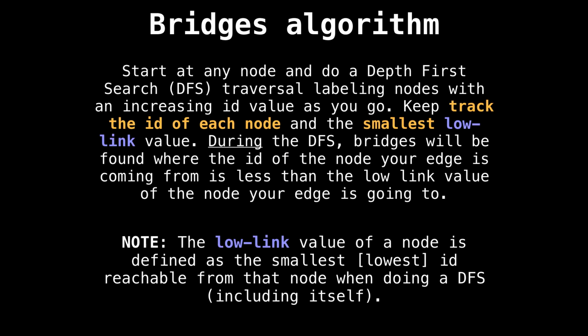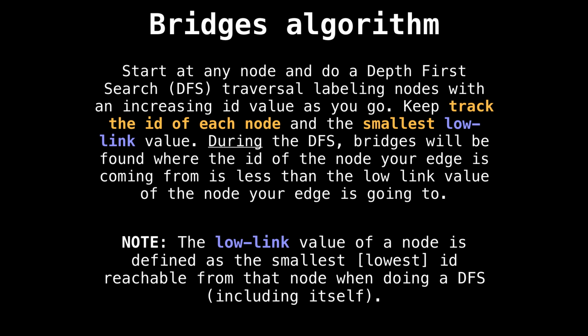In the simplest way I can explain it, this is the algorithm we'll be following to find bridges in an undirected graph. First, start at any node in the graph and begin doing a depth-first-search traversal, labeling nodes with an increasing ID as you encounter them. During the traversal, you will need to keep track of two variables. The first is the node's ID, which I just mentioned, and the other is the node's low-link value.